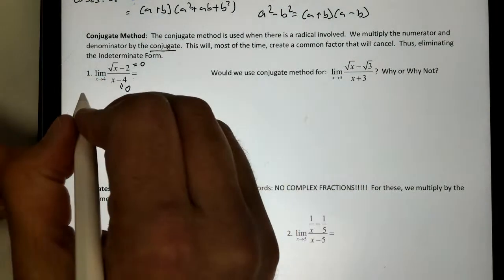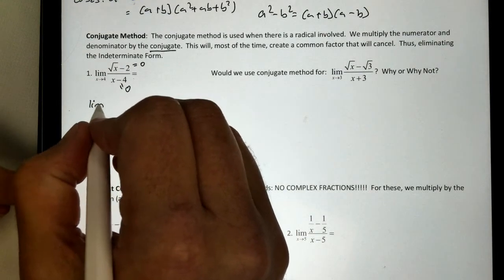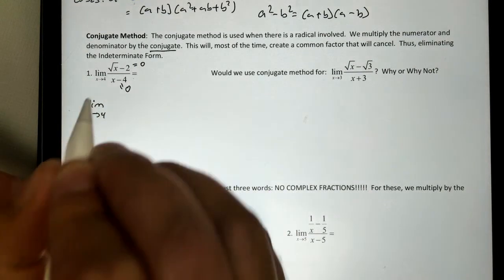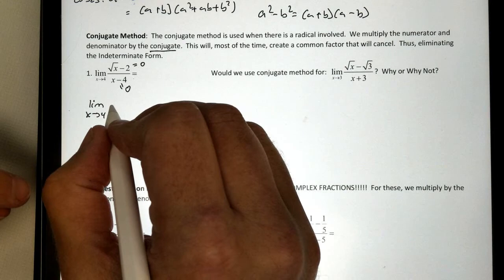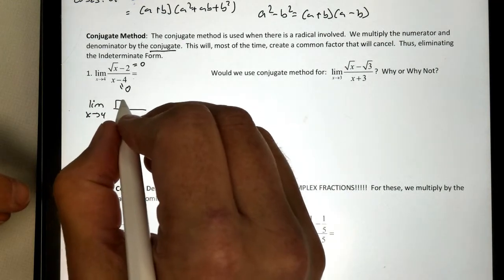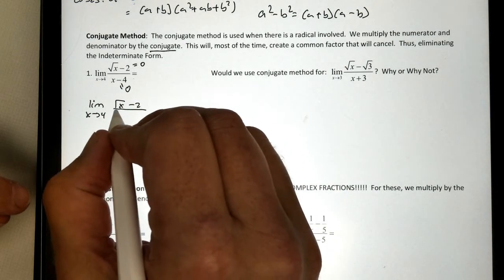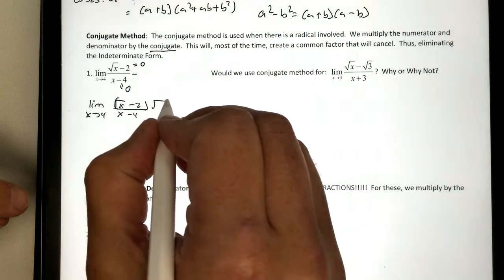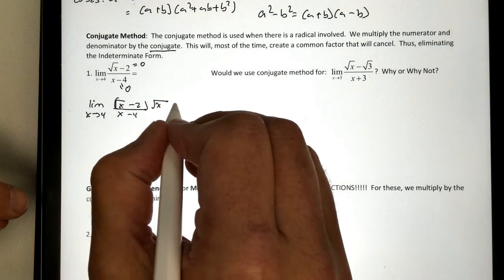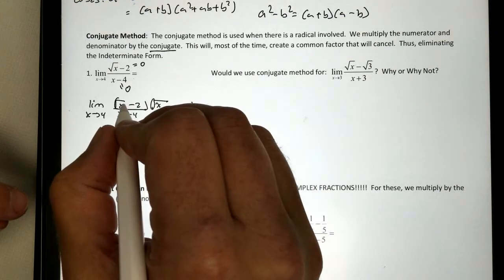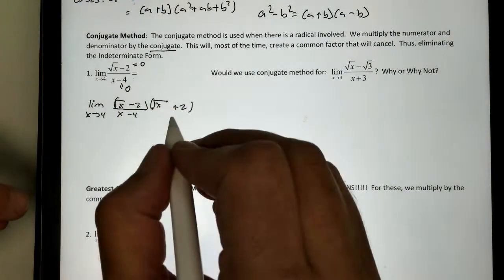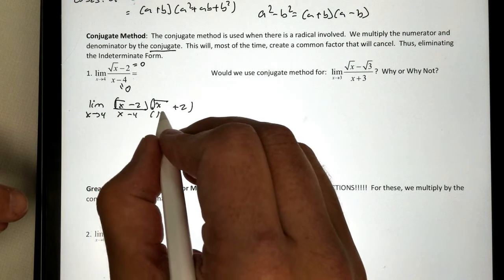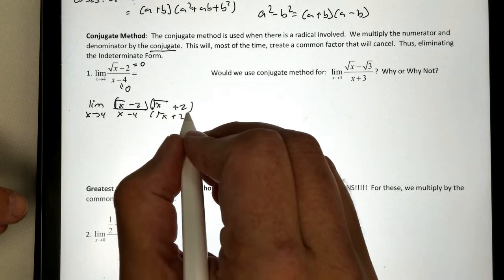So to solve this one, again, I'm going to rewrite the limit like we did before. But this time I'm going to multiply both top and bottom by the conjugate. So we get the square root of x minus 2, x minus 4, and the conjugate is the square root of x plus 2. We're going to look at the conjugate of the part with the radical, and that's going to make it easier for us. On the bottom, we get the square root of x plus 2 as well.